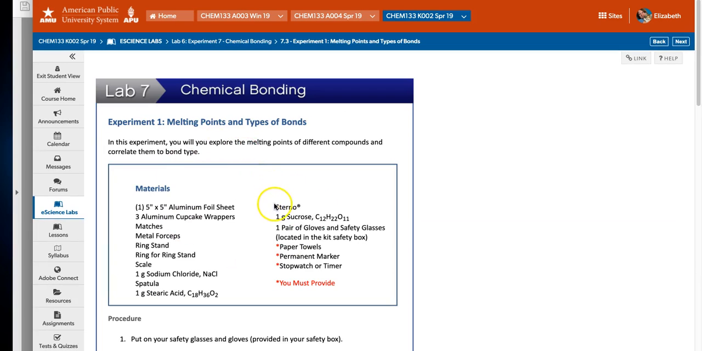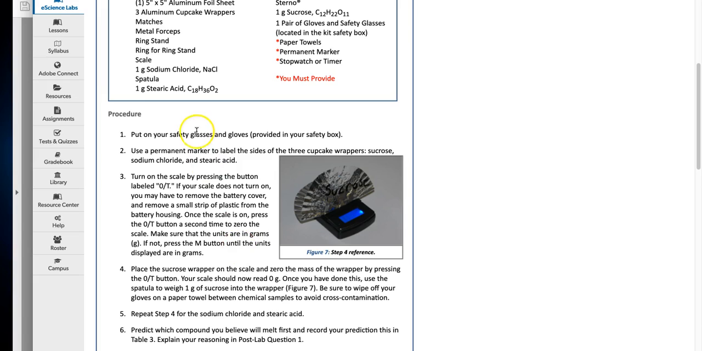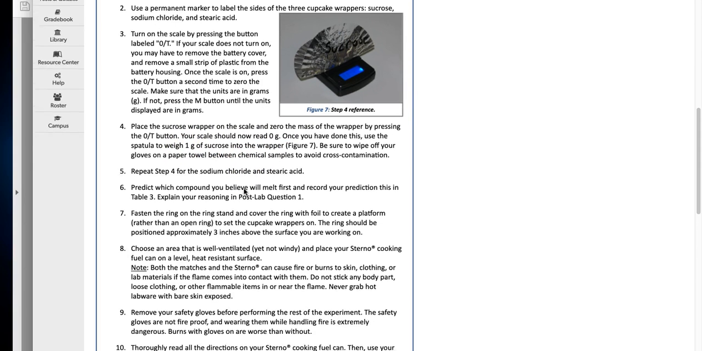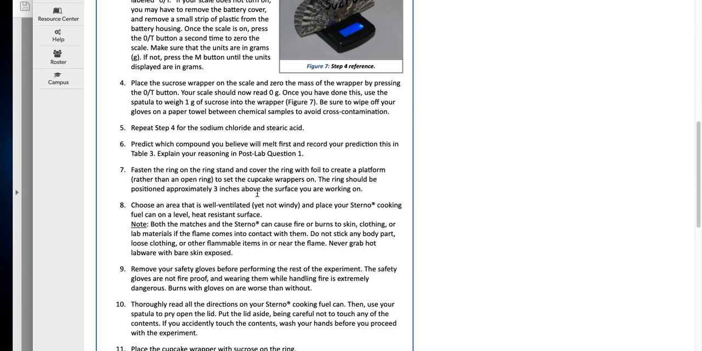And so here's the actual experiment. Everything you're going to need, what you need to provide. You can read through these instructions. Basically, you're just going to get your foil wrapper, get your solid, take a mass of, you only want to use 1 gram. You're not recording the mass anywhere, but you don't want to use too much. So weigh out approximately 1 gram of your solid, of the sucrose, the sodium chloride, and the stearic acid.